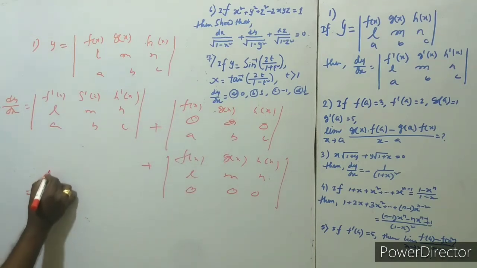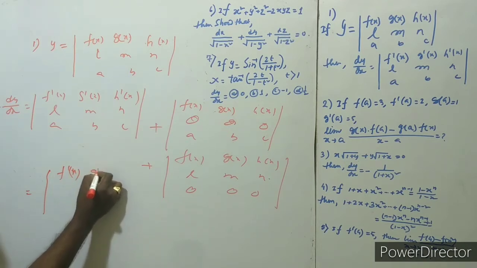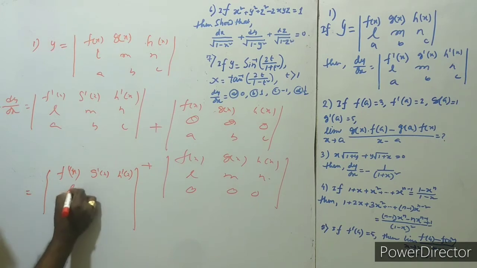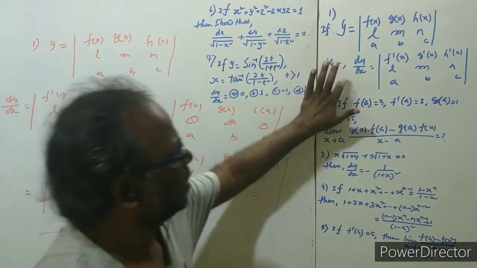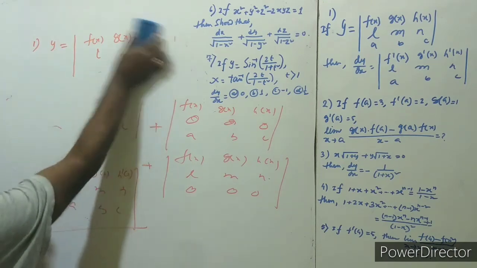So you have left here f dash x, g dash x, and h dash x, and this is L, M, N, and A, B, C. This is the answer, C. Okay? Now for the second question.